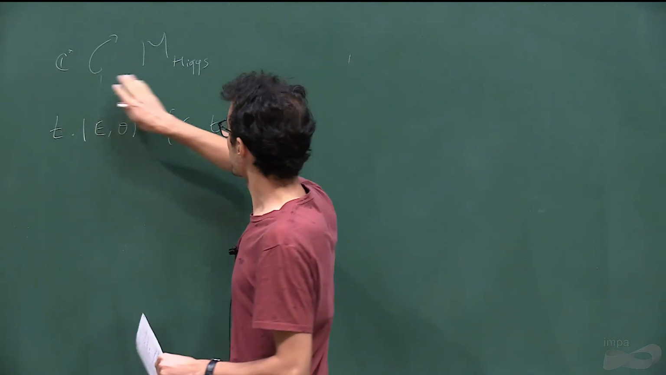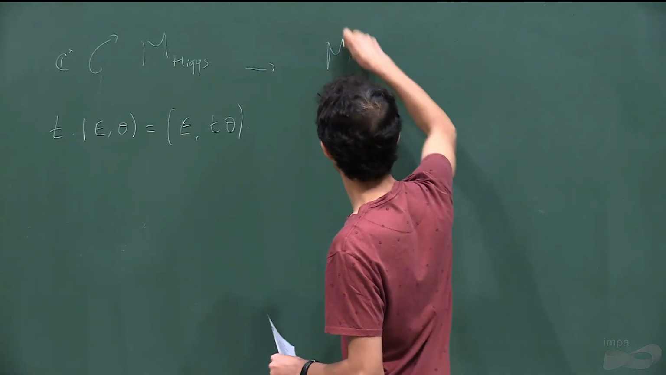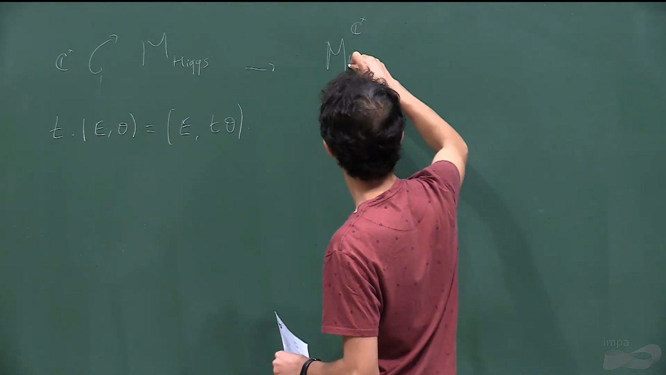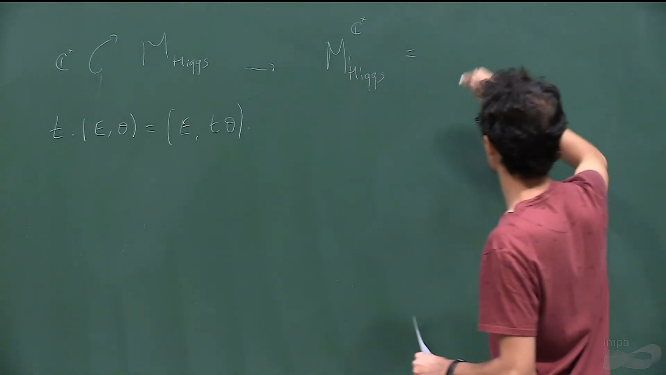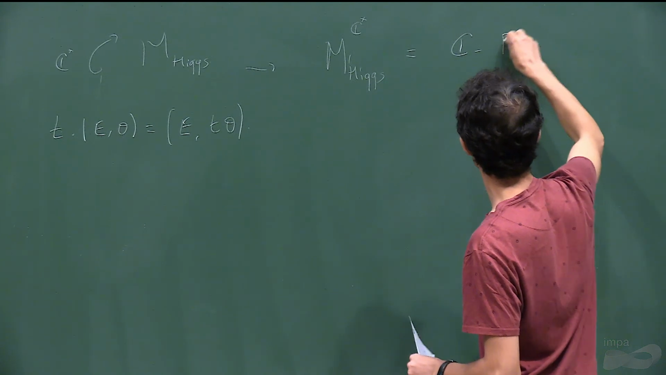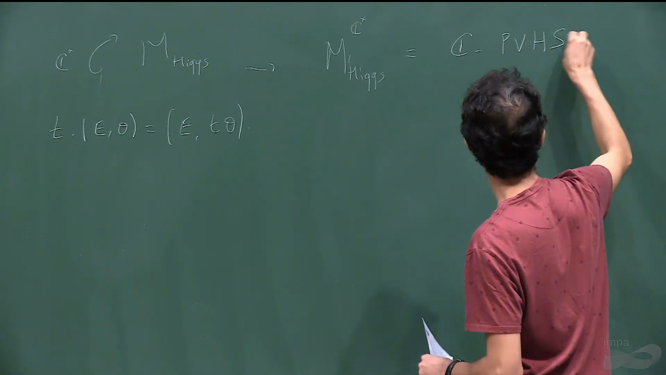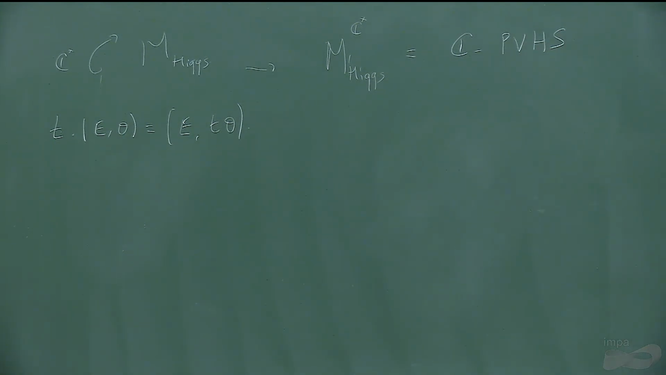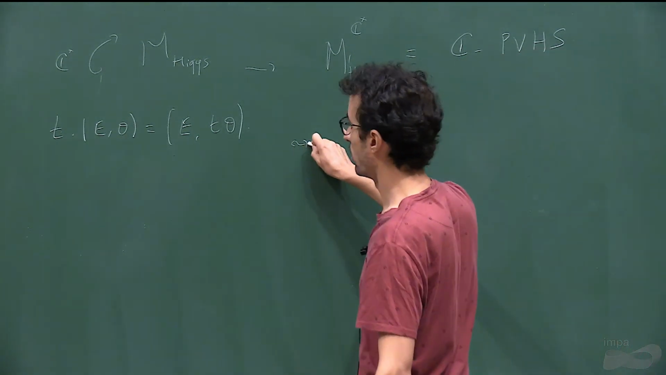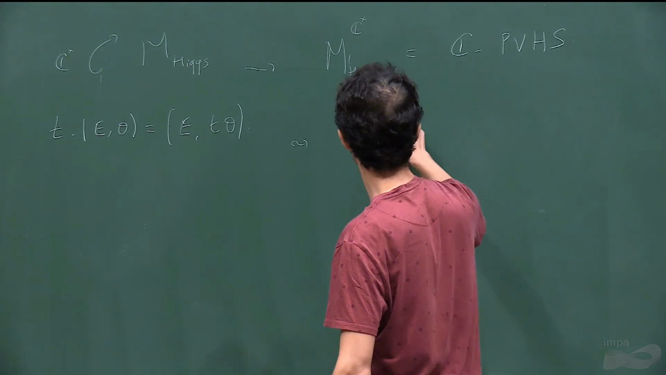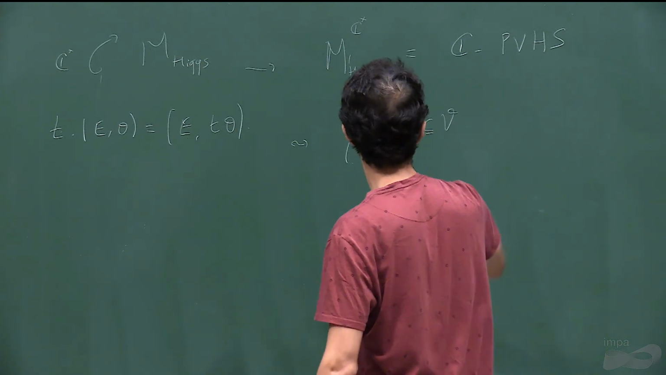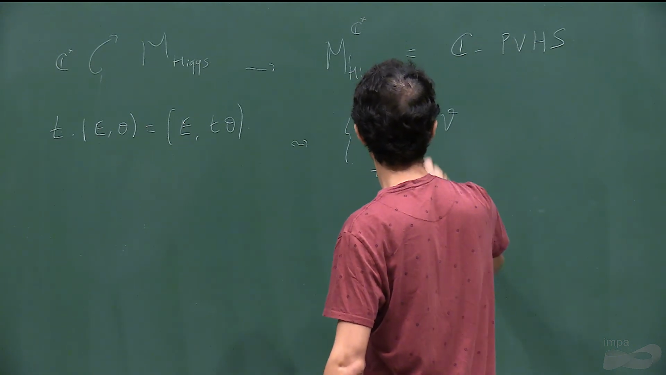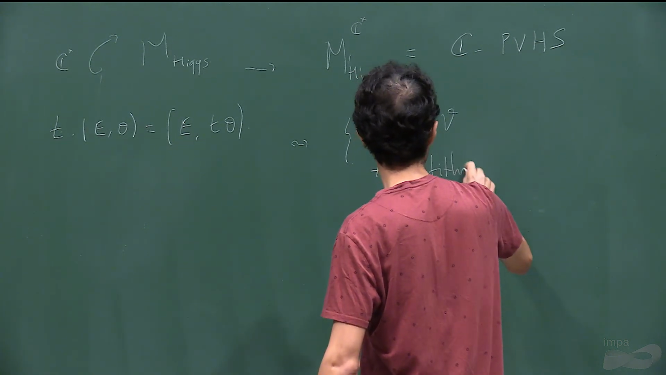So this action of C star on M_Higgs, now you can consider the fixed points under this C star action. And those Simpson identifies as what he calls the C-polarized variations of Hodge structure. So on the Higgs side, these are just filtered vector bundles which satisfy the Griffiths transversality condition.